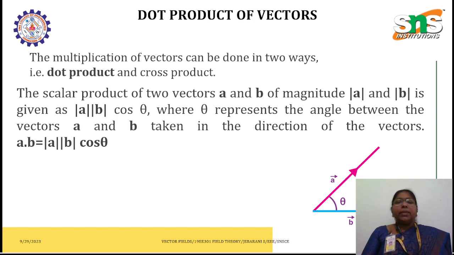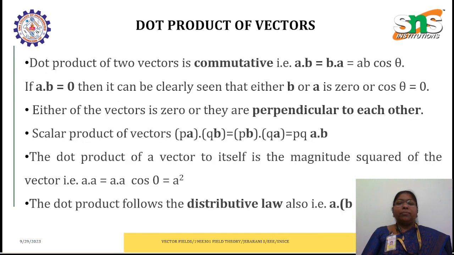If you take the dot product, we call it the scalar product of two vectors, and we write it as A dot B. A dot B is equal to magnitude of A times magnitude of B times cos theta, where theta is the angle between the two vectors. If the angle is 0, it is automatically going to be the product of the magnitudes of the two vectors. So A dot B is equal to just magnitude of A times magnitude of B.